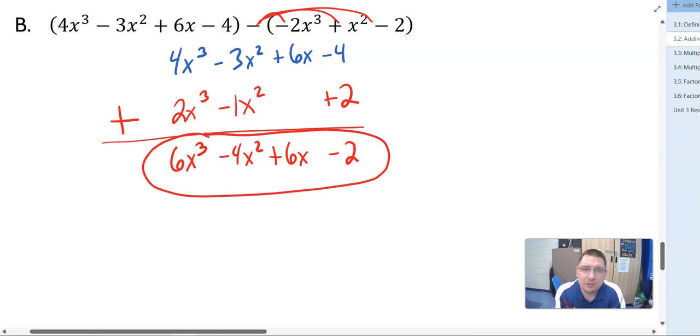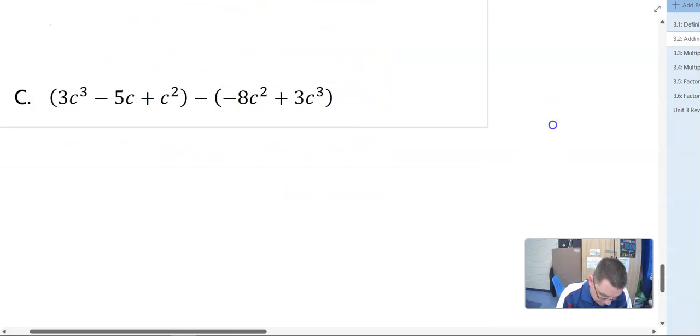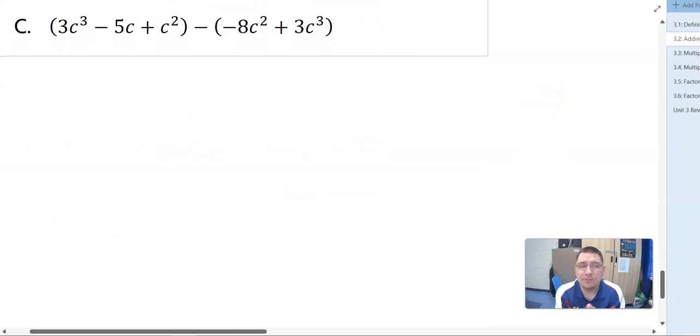Again, we can either distribute that negative in and just combine our like terms, or we can do it vertically and change this to addition. Again, your preference on which method you want to use, just make sure you're doing the right steps. And so in example C, I want you to try this one again on your own. So take a moment and pause the video to complete this problem. So go ahead and pause it now.